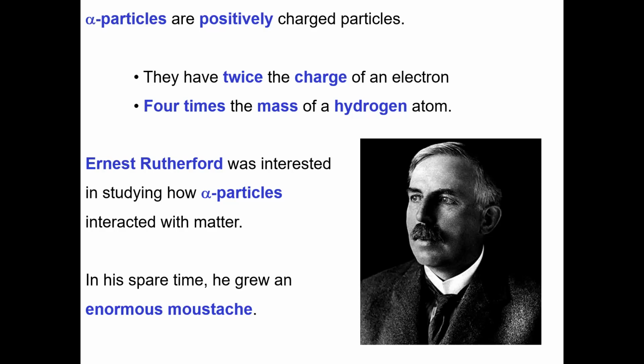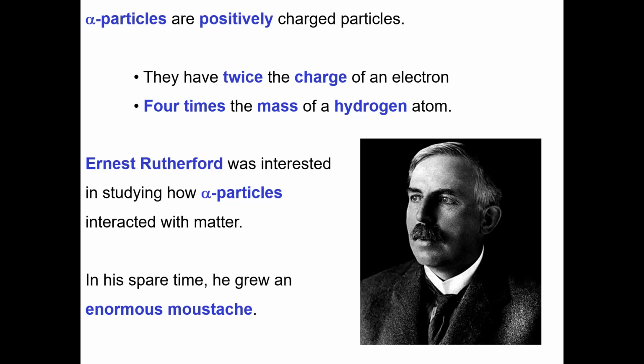It was known that alpha particles are positively charged. It's also known that they have twice the charge of an electron and a mass of about 4 times that of a hydrogen atom. So these guys are also moving very, very fast, hundreds of thousands of meters per second. So they're heavy and they're moving quick. So Ernest Rutherford came up with the genius idea of what about if we took a beam of alpha particles and fired it at some atoms? Perhaps the way the alpha particles scattered would tell us a little bit about the structure of an atom.